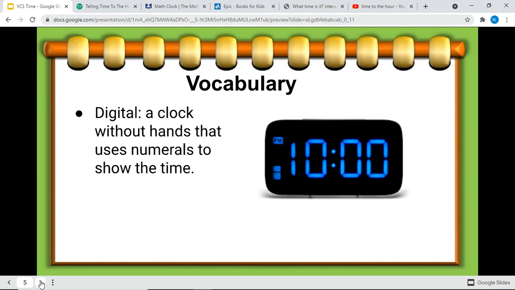We'd also talk about the digital clock. This is a clock without hands that has numerals to show the time. So when telling time to the hour, I would also note to the students that after the 2 dots, there'll always be 2 zeros here. So this is 10 o'clock. If there were 2 ones, it would be 11 o'clock. If it was 12 here, it would be 12 o'clock.